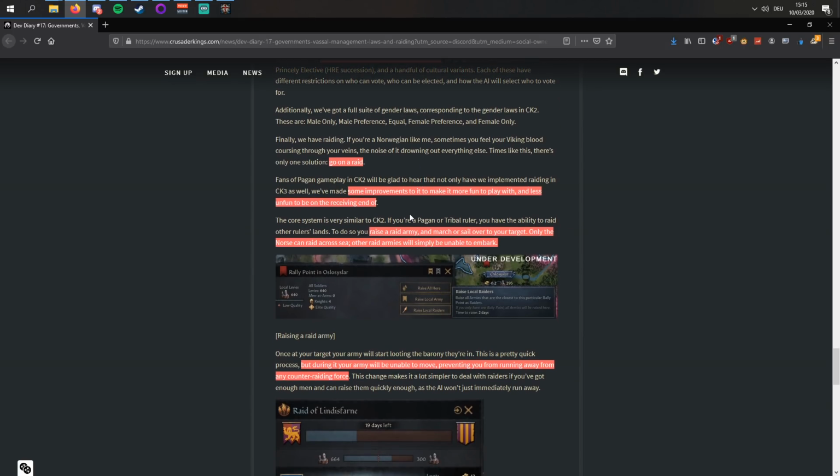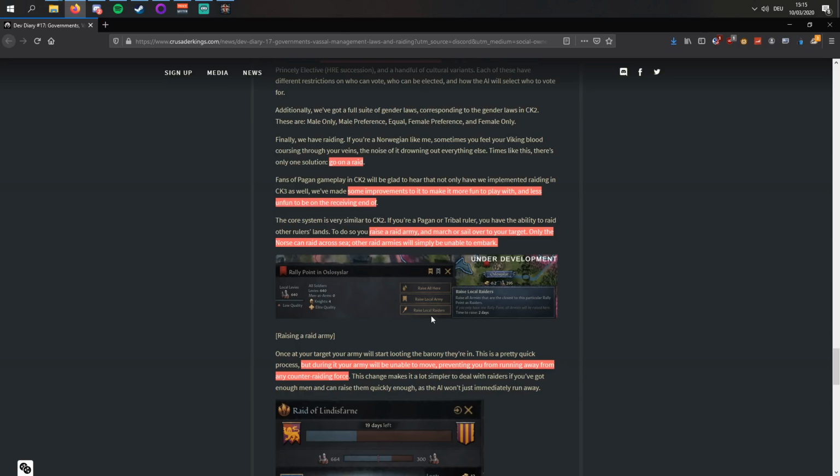I like it because it makes raiding more fun. It has to be a more conscious process instead of you just doing random things, and it is more fun to fight raiding, especially seeing as we have no standing troops anymore, no retinues running around on the map, making raid defense easy. So the way this works, you raise a raid army and march or sail over to your target. Only the Norse can raid across the seas. Other raid armies will simply be unable to embark. Remember, there are no ship levies anymore. You just pay to have your troops embark.